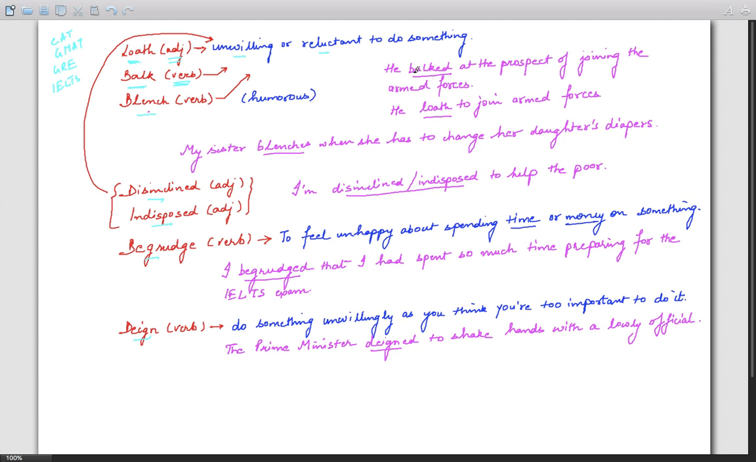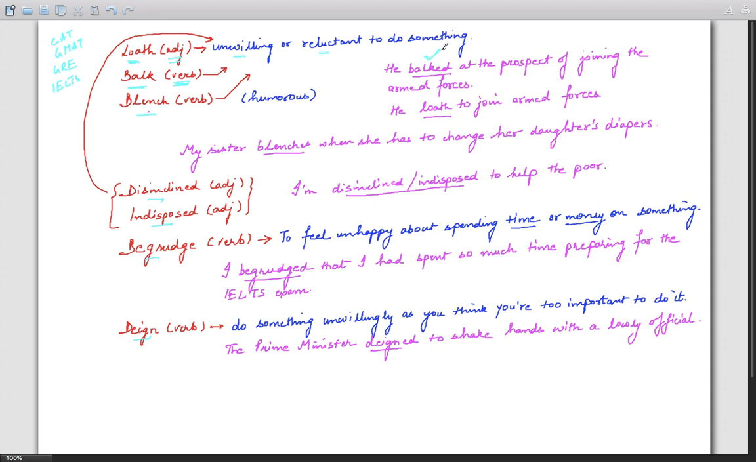For example, your dad says, "Okay, please join. I'm giving you instructions to join the armed forces," and you say, "Nah, I'm not gonna do that." That's called balking. You are reacting to your dad, and you are saying, "No, I'm not gonna do that." You are unwilling to take an action. So the sentence is, he balked at the prospect of joining the armed forces.